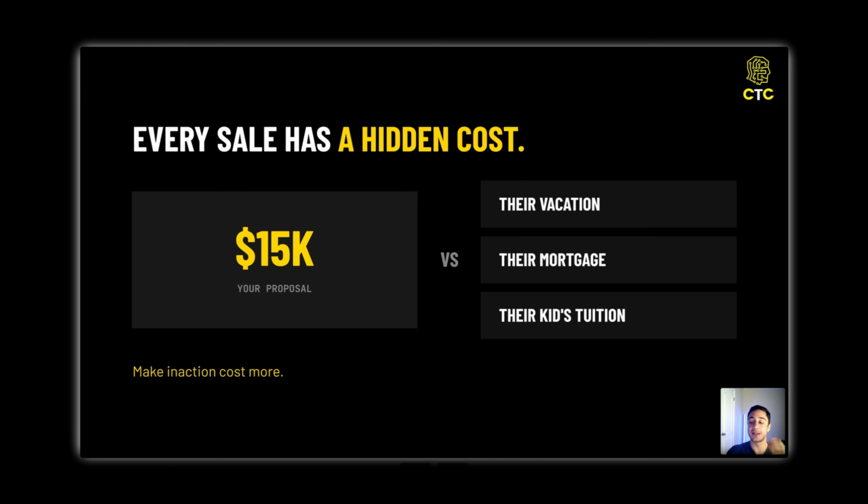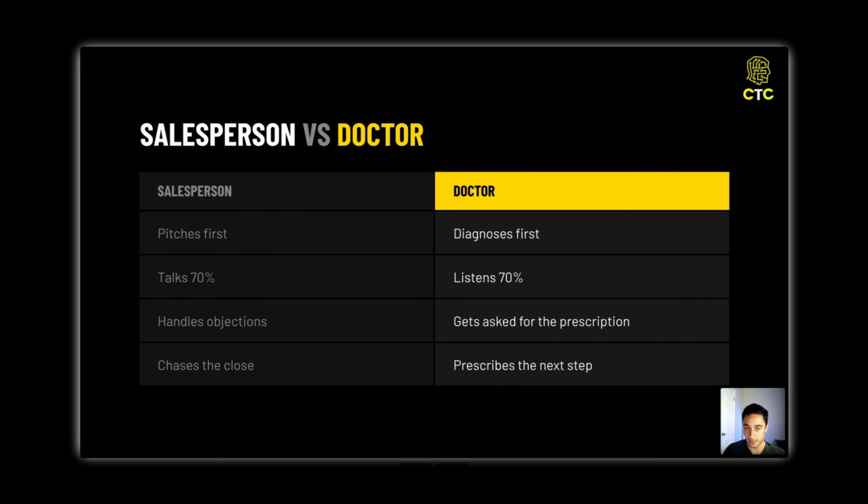Because every single sale has a hidden cost. Whenever I am asking somebody for $20,000, $100,000, $150,000 for a particular project that we're going to solve for them, I understand that that amount of money, my proposal, is going to be weighed up against their vacation they want to take, their mortgage they have to pay, their kids' tuition they have to worry about. So what you want to do is make the inaction of not doing that cost more than their vacation, their mortgage, or their kids' tuition. That is all everything is about, okay?